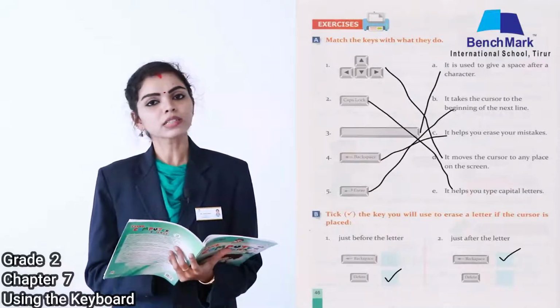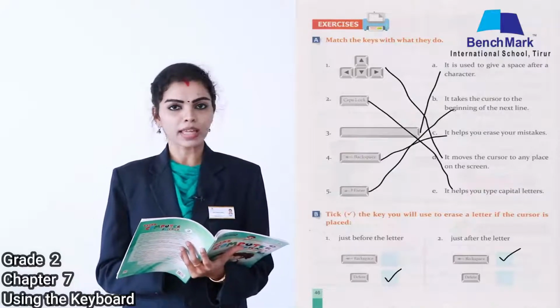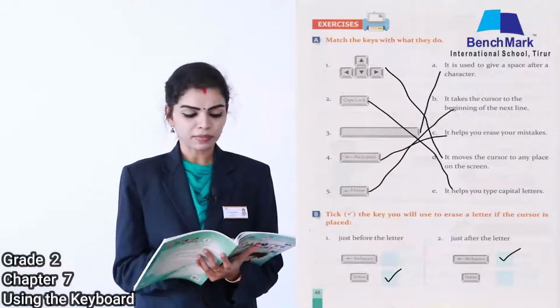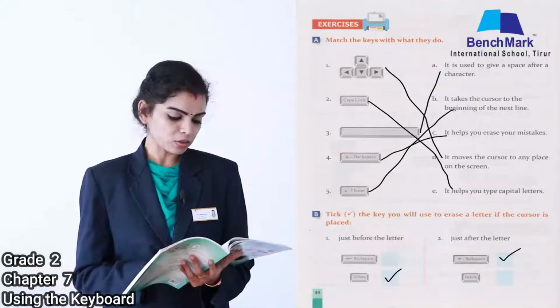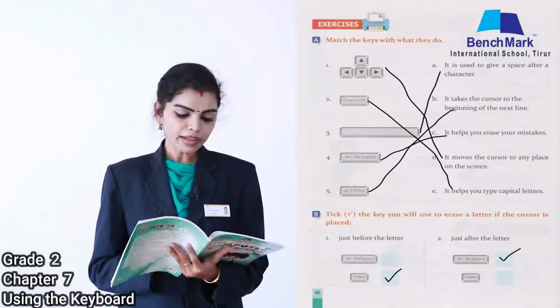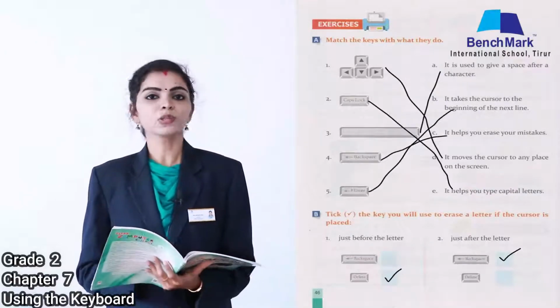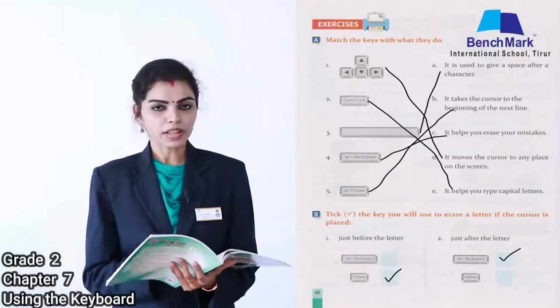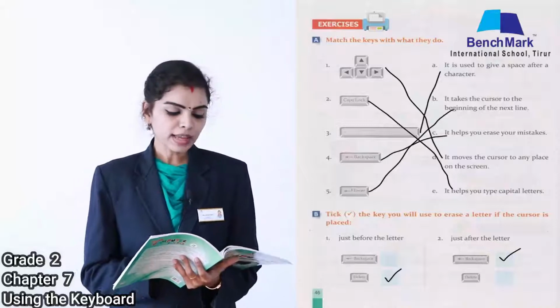So the space key is used to give space between characters. It is used to give a space after a character, so you need to match it to that. Next is the backspace key. The backspace key is used to erase your mistake, so you need to match it to that.